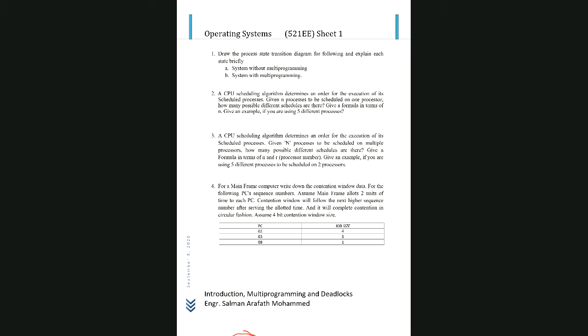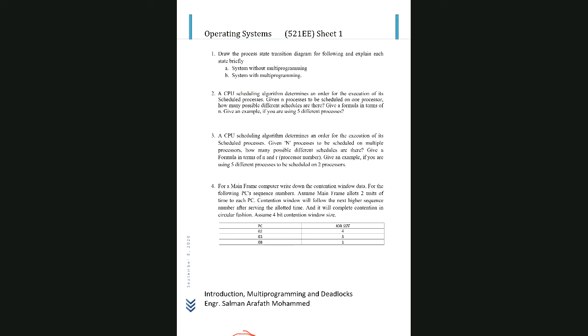Now see, there are a few things you need to understand in this problem. Let us observe the data. He has given that the mainframe is allocating 2 units of time to each PC. This is first. So how many PCs are there? We don't know at this point of time, but every PC will get 2 units of time. Okay, that is given. Next he is saying that the contention window follows the next higher sequence.